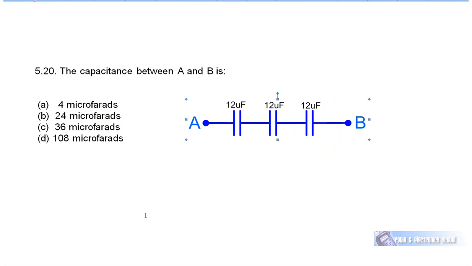520, the capacitance between A and B. Well, we have 3 12 microfarad capacitors in series. The value of one of them is 12. The number we have is 3, and that equals 4 microfarads. Not too hard, is it?